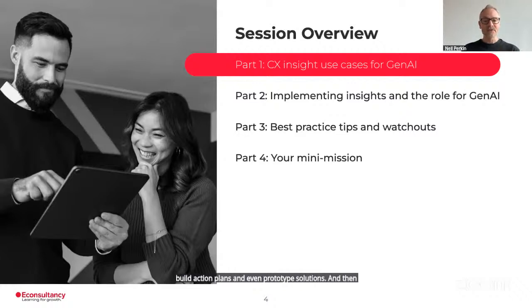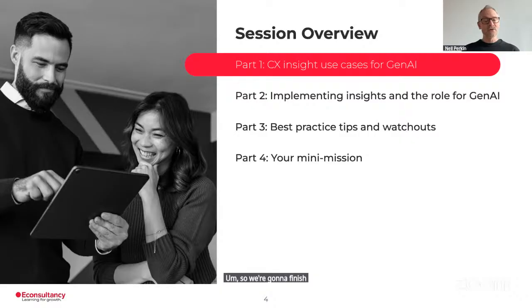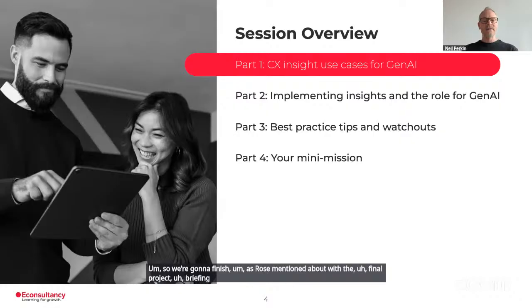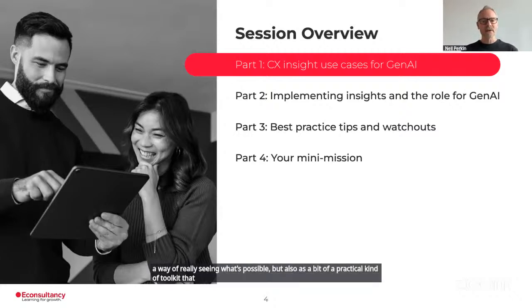And then finally, in part three, we're going to bring together a few best practice tips and some important watch outs just to make sure that you're using AI responsibly, of course, in this context and effectively. So we're going to finish, as Rose mentioned, with the final project briefing, so that you can try a few things out afterwards to apply the learning from today's session. So really think about this as both inspiration, but also instruction, a way of really seeing what's possible, but also as a bit of a practical toolkit that you can really walk away with.